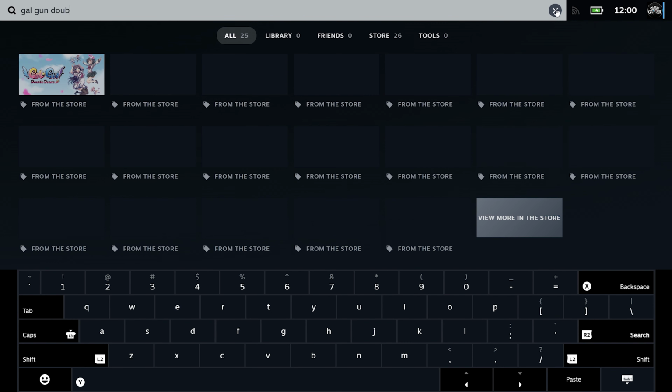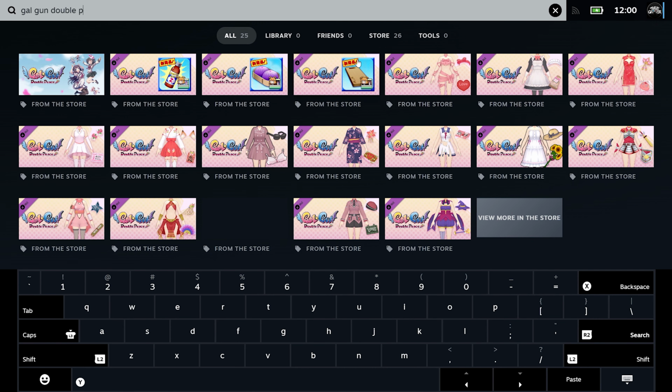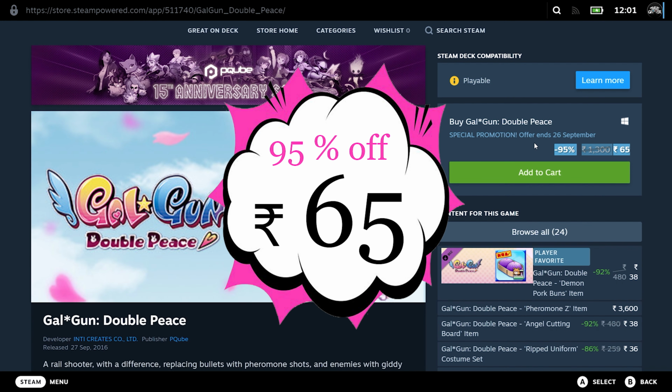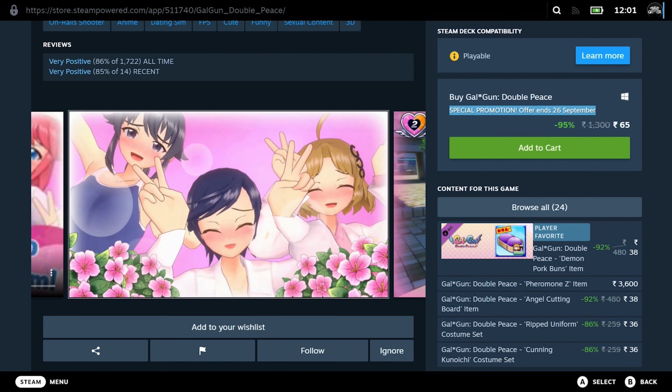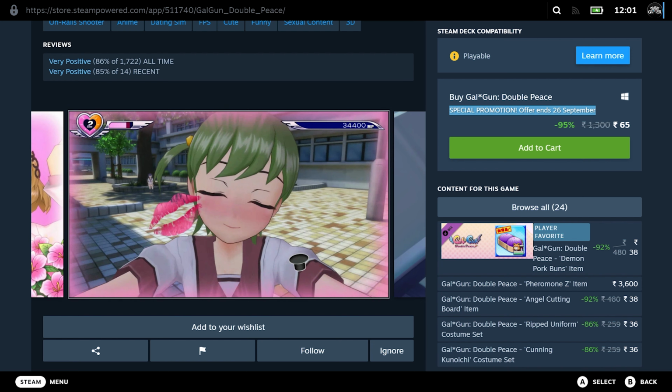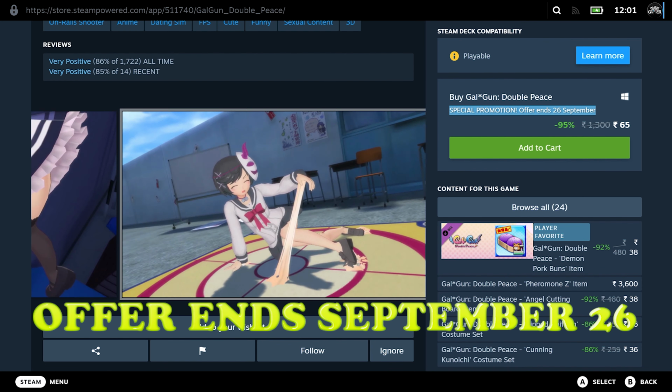Here we go for Gal*Gun: Double Peace. Okay, this is the one I'm searching for. And the price is at offer with 95%, and you can purchase for only 65 rupees. The offer ends on September 26th.